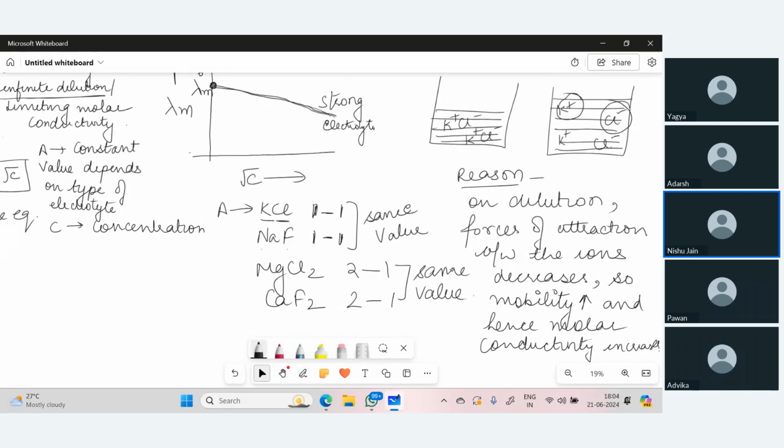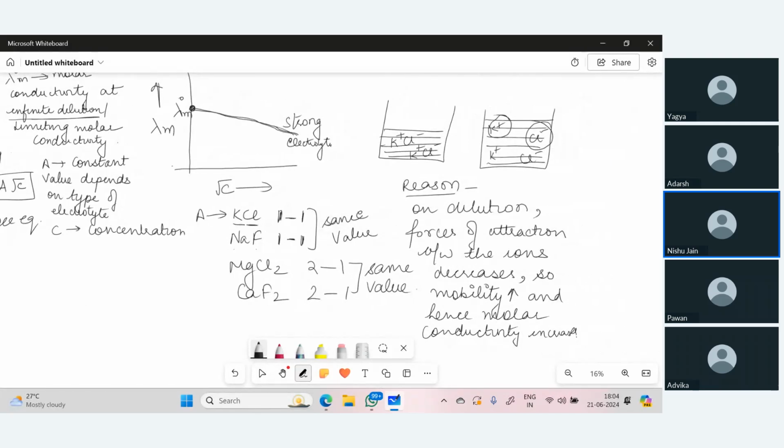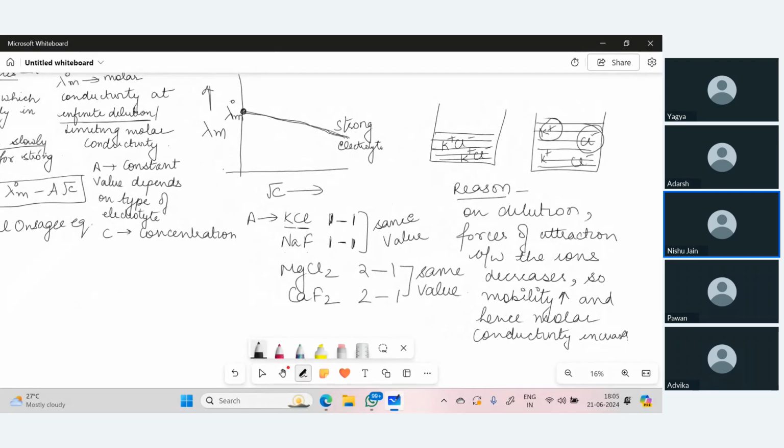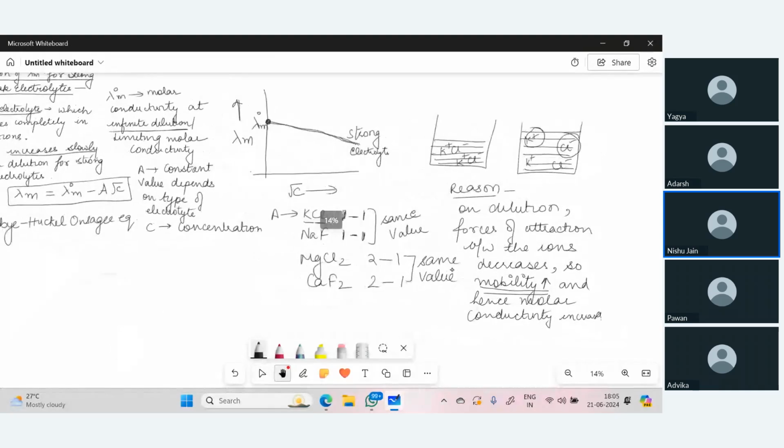So that is the reason why, if the conductivity increases due to the number of ions, it increases to a larger extent. But in this case, it increases only due to the mobility. That is why it increases to a lesser extent. It is due to the mobility. So this is one thing.